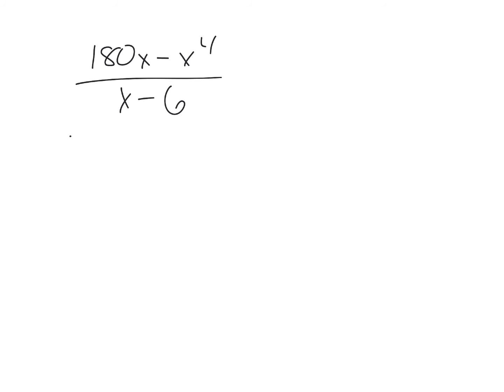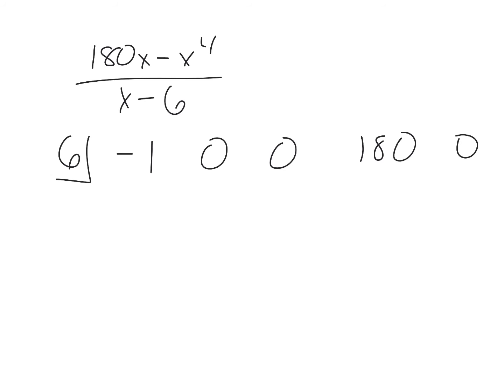So in this case, what's in the box, once again, is 6, ironically. I'm sorry, people say divisor in both of them. But then we got negative 1 for the coefficient of x to the 4th. There's no x cubed or x squared, so I'm going to put zeros there, and then I'm going to put 180 and 0 down.